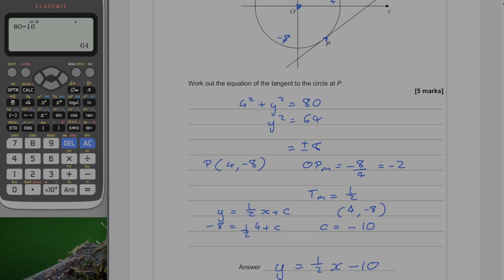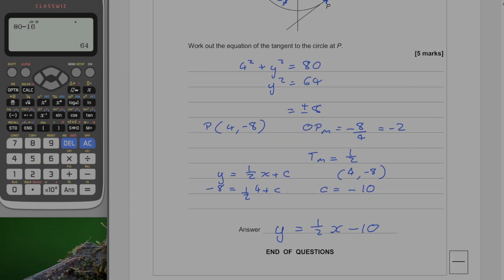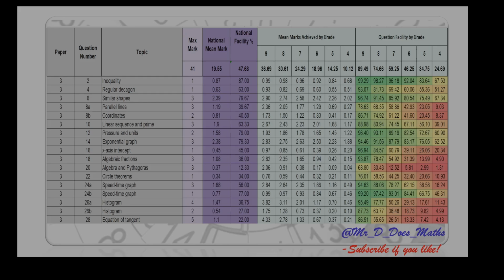Okay, so that brings us to the end of the paper. Before I sign off on the video, I'm going to bring up that question level analysis again. So there's the question level analysis for that paper. Hopefully you're able to total up your score and see how you would compare. And also the chapter links within this video take you directly to the topics they reference, so if you struggled on a particular area, you can do some independent study on that.